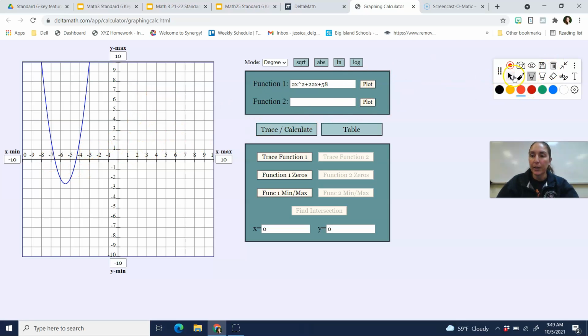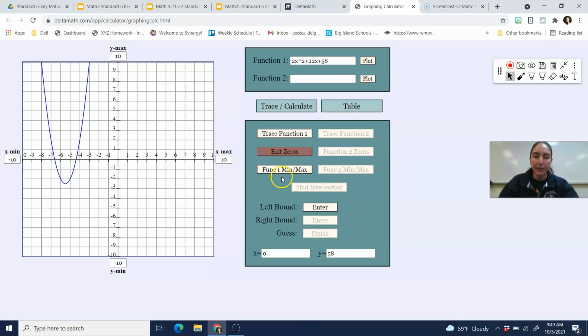Okay, so how do we do that? So the Deltamath calculator has a couple of different things we can do. So there's tables functions, there's trace functions. We want to look at this function 1 zeros. So you click that. That's going to bring up this menu here. So we don't care about any of the rest of this stuff. What this is asking is, hey, I can find only one zero at a time, but I need you to tell me left and right that bounds it.